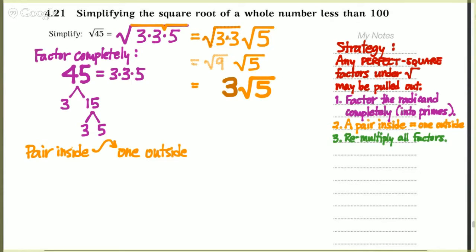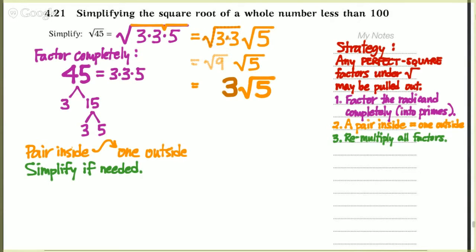So when I simplify the square root of 45, I'm going to get the square root of 3 times 3 times 5. But the square root of 3 times 3 turns into a single factor of the whole number 3 on the outside, while the 5 underneath the radical doesn't have any other 5 to combine with to make it any simpler. So it's stuck there. So the square root of 45 simplifies to 3 times radical 5.